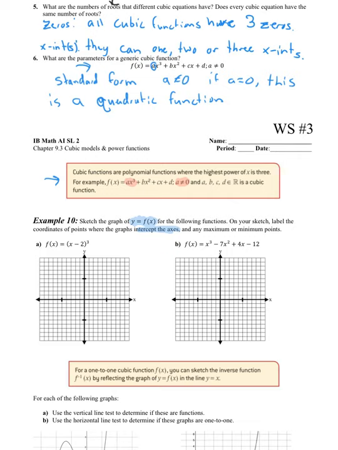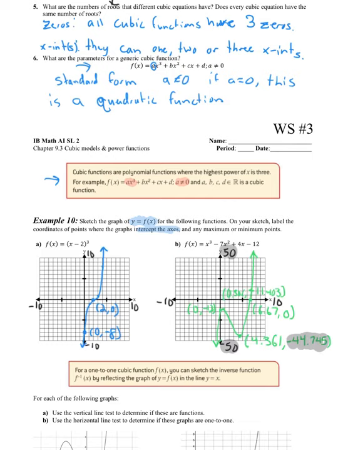And you just label those points as well. All right. So for parts A and B, I'm just asking you to go ahead and sketch the graphs and identify those intercepts and mins and maxes. Okay. So go ahead and work on those two now. So that's what these two graphs are going to look like for problems A and B for example 10.